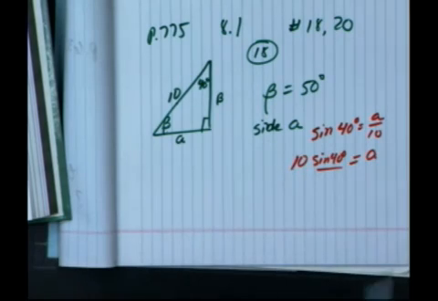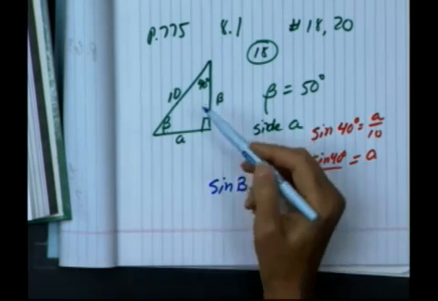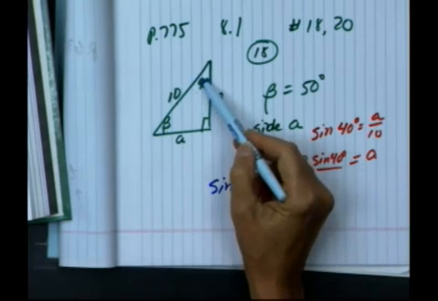All right. To find side B, okay, you say to yourself, I've got this angle.